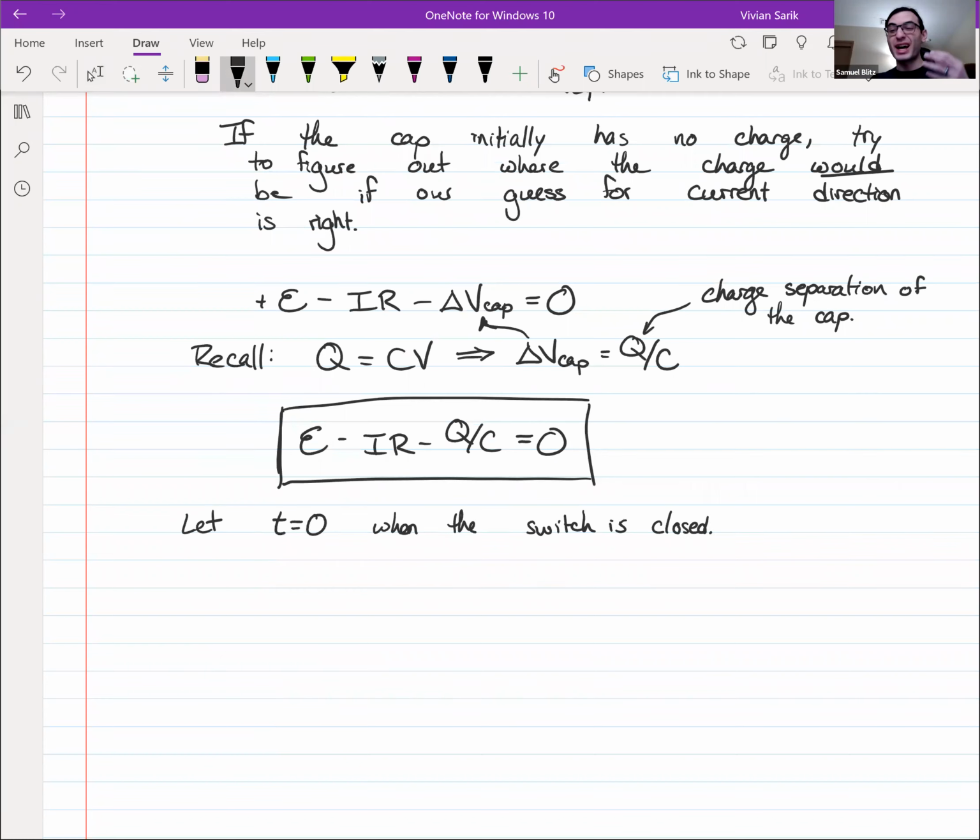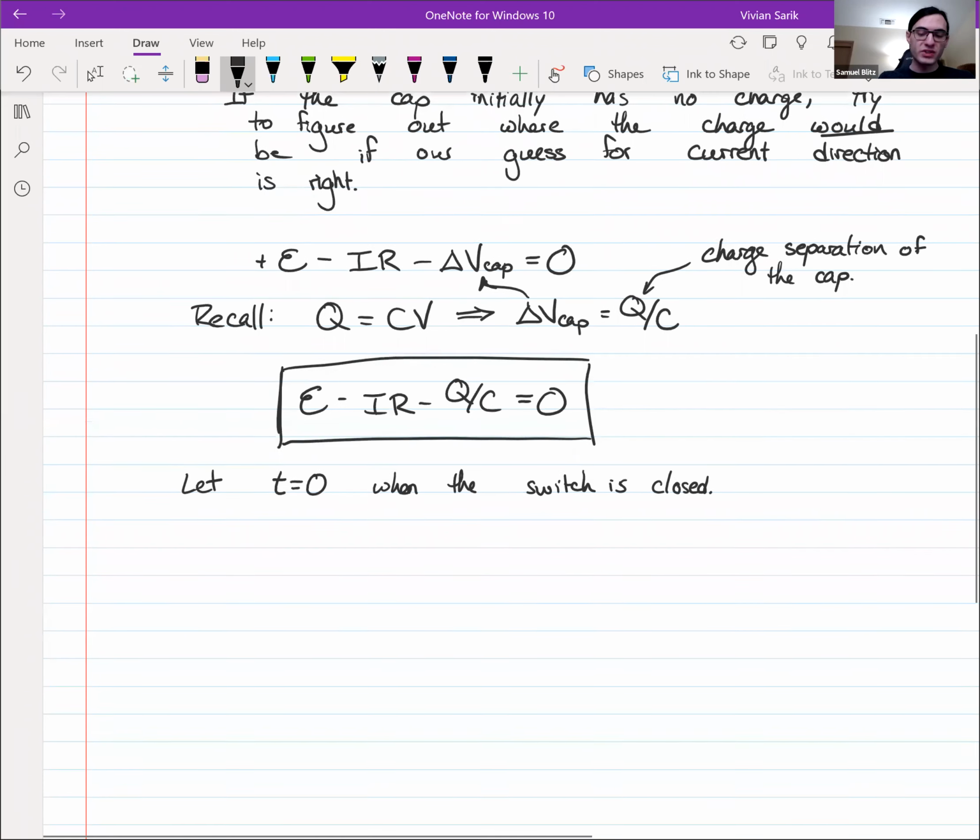So then we can ask what happens when t is really, really small, i.e. right after the switch is closed. We could ask, how does the circuit behave then? We could also ask, how does the circuit behave if you wait for like 10 years after the switch is closed? We can try to understand both things.